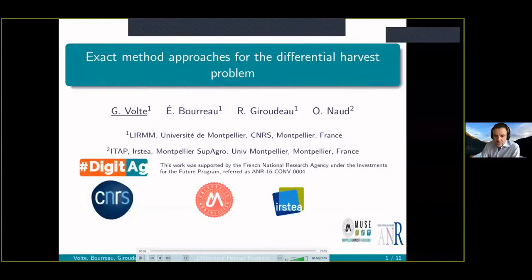We'll go to the second talk, which will be on exact methods approaches for the differential harvest problems by Gabriel Volte, Eric Bourreau, Rodolphe Giroudeau, et Olivier Naud.